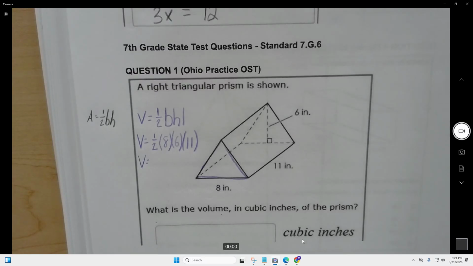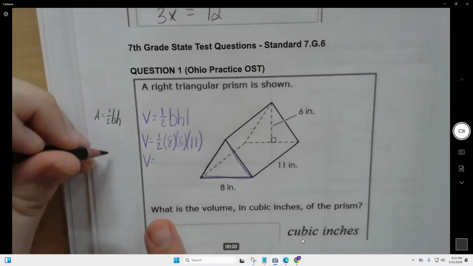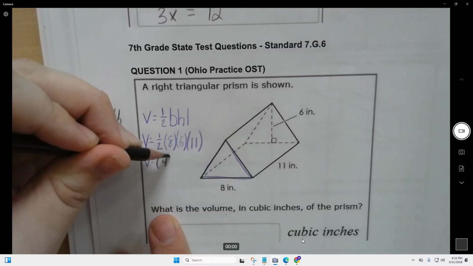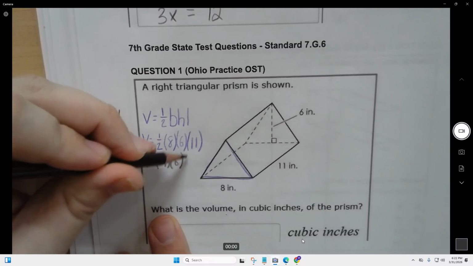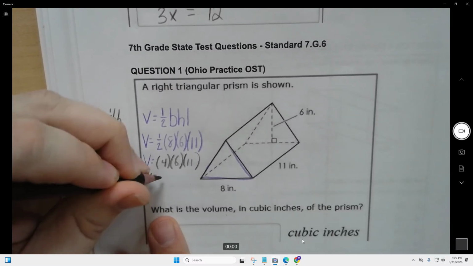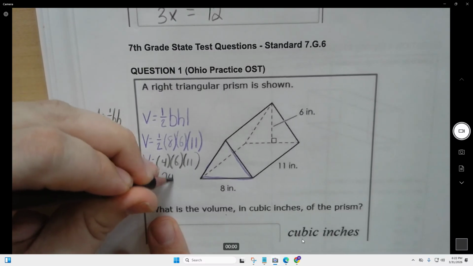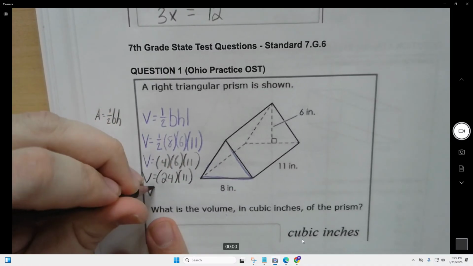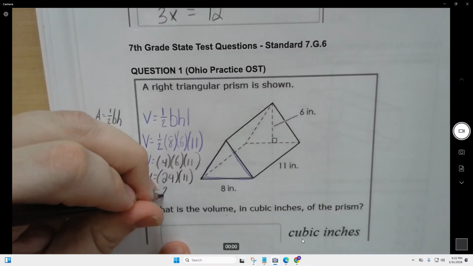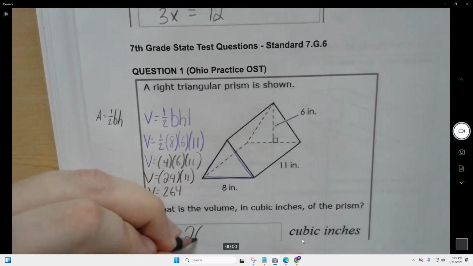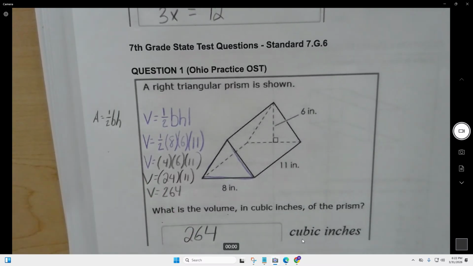But 1/2 of 8, what is half of 8? Or 8 divided by 2? It's 4. This is just in case you don't have the calculator. Next, what is 4 times 6? 24. Finally, 24 times 11, which is 264. So it is 264 cubic inches.